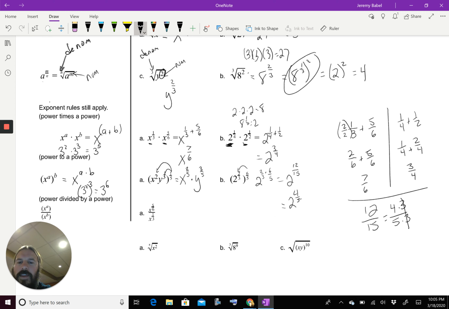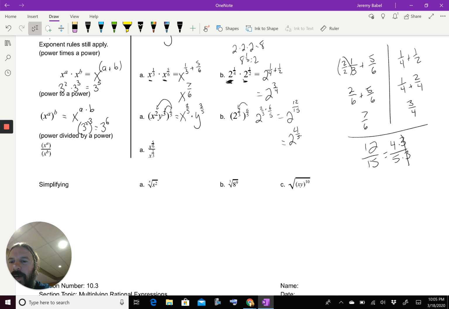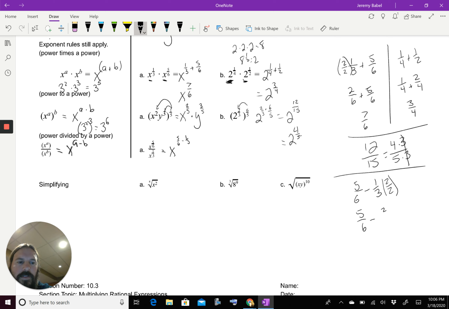All right. And then continuing on with our exponent rules, when we have a power divided by a power, we would subtract the exponent. So this would be x to the a minus b. So we'll do the same thing here. We're going to have the same base, so it's x to the 5/6 minus 1/3. And then do some work on the side here. 5/6 minus 1/3. Need a common denominator. 1/3, multiply by 2 over 2, is 2/6. So 5/6 minus 2/6. Well, actually, that works out to be 3/6. And 3/6 is 1/2. So that's kind of convenient. So that works out to be x to the 1/2.